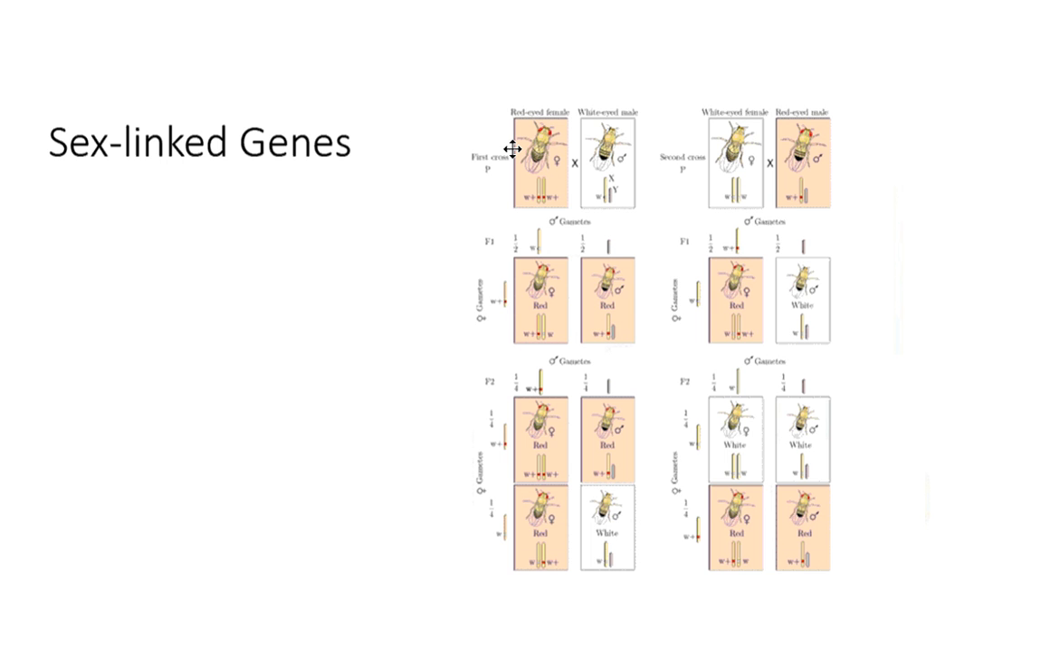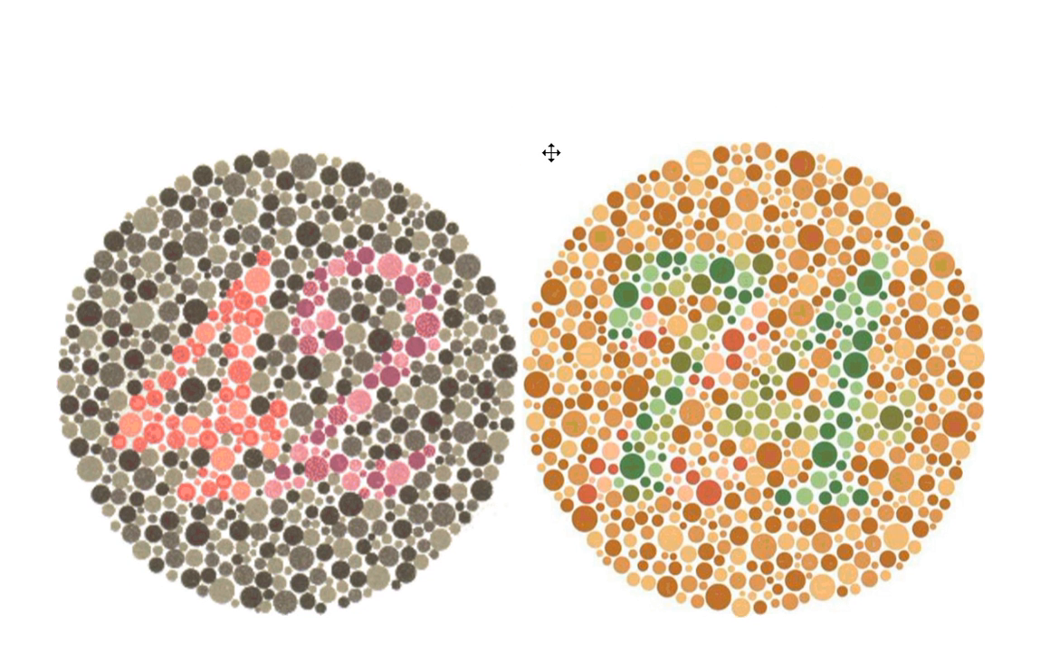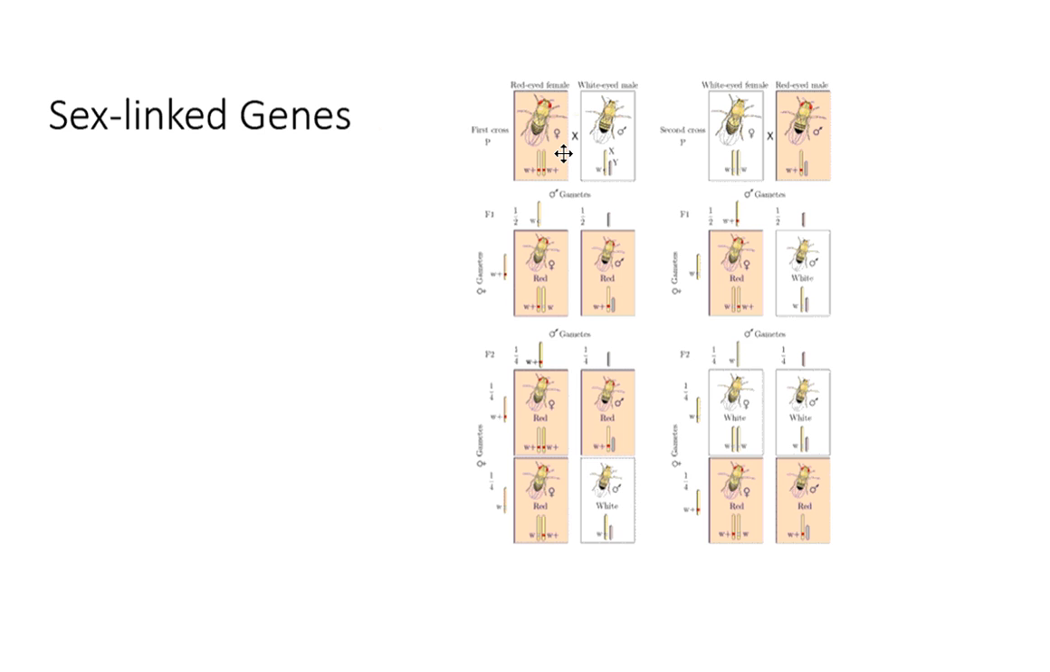And then lastly is the concept of sex-linked genes. Now, sex-linked genes are genes that are only found on the X or Y chromosomes. Males have an X and a Y chromosome. Females have two X chromosomes. And so on the Y chromosome are found the genes for maleness. When you're developing, that Y chromosome turns on and you become male.